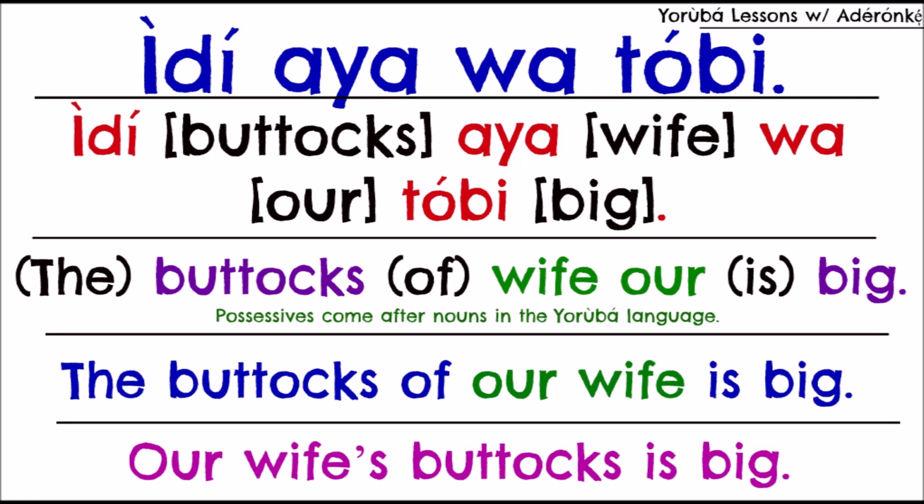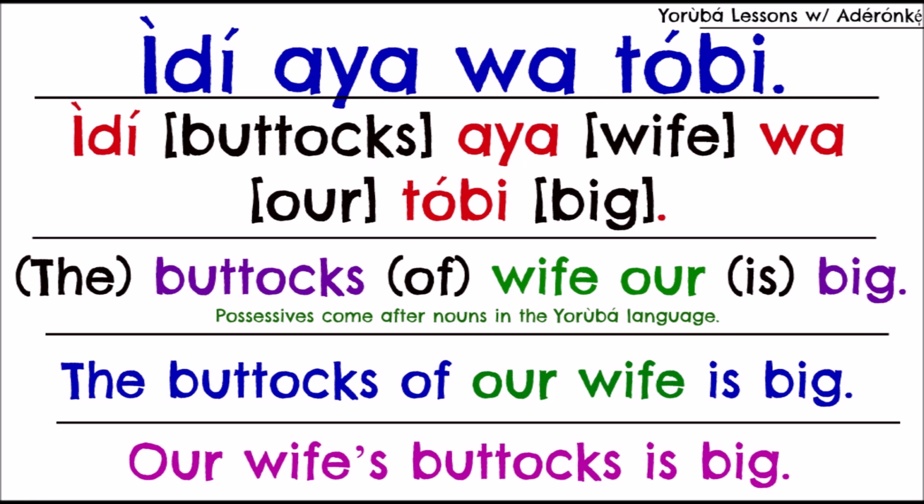Now you have to fill in some words, because when you just put that together, that would be buttocks, wife, our, big. That sounds like a rough English statement, right? So you have to fill in the gaps. You have to put the necessary words so that it would make sense in English, because we're translating to their own language now, so it might need some adjustments. The buttocks of wife, our, is big. It still sounds weird, doesn't it, when you think about it?